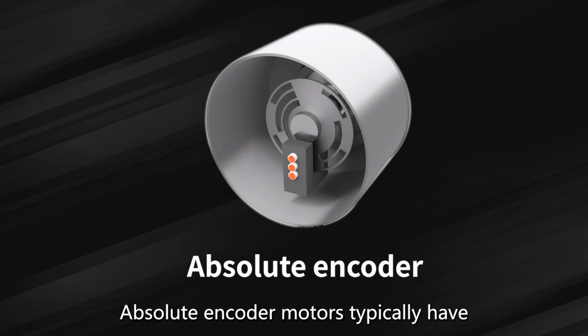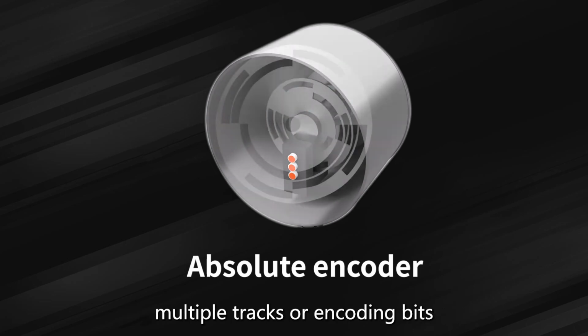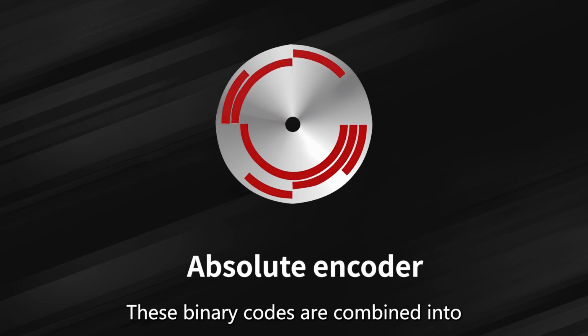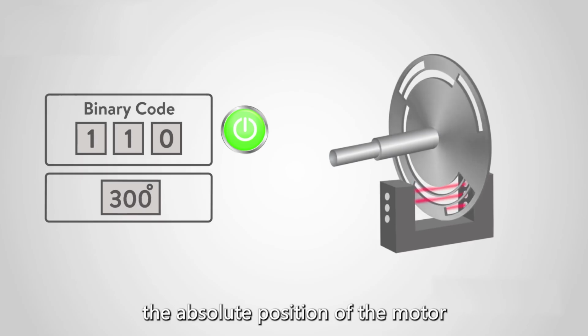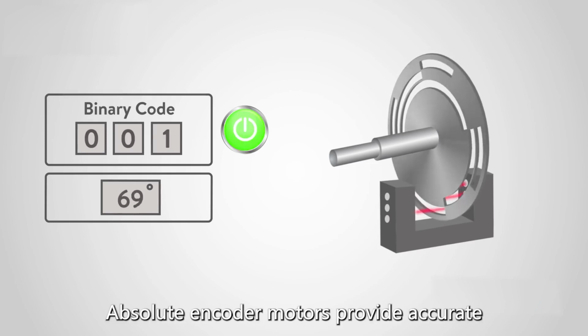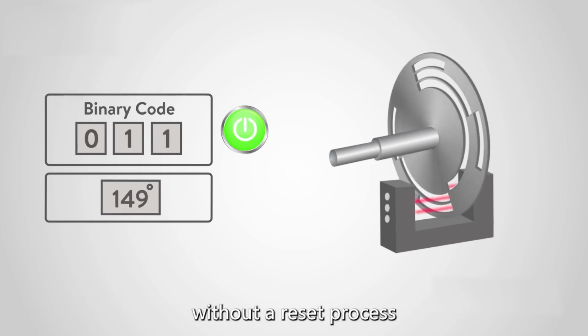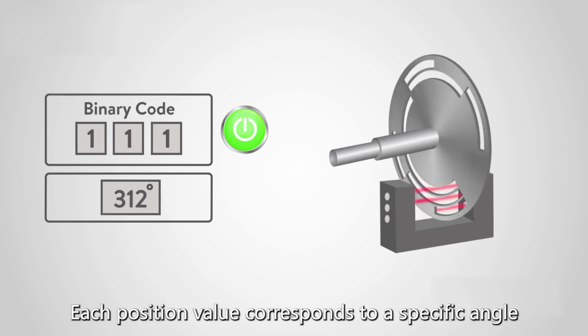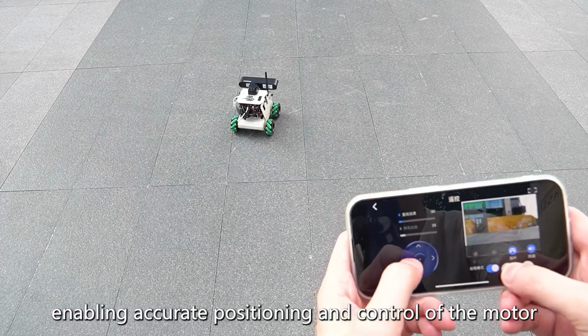Absolute encoder motors typically have multiple tracks or encoding bits. Each bit represents a different binary code. These binary codes are combined into a unique position value. The absolute position of the motor can be expressed directly. Absolute encoder motors provide accurate absolute position information without a reset process. Each position value corresponds to a specific angle, enabling accurate positioning and control of the motor.